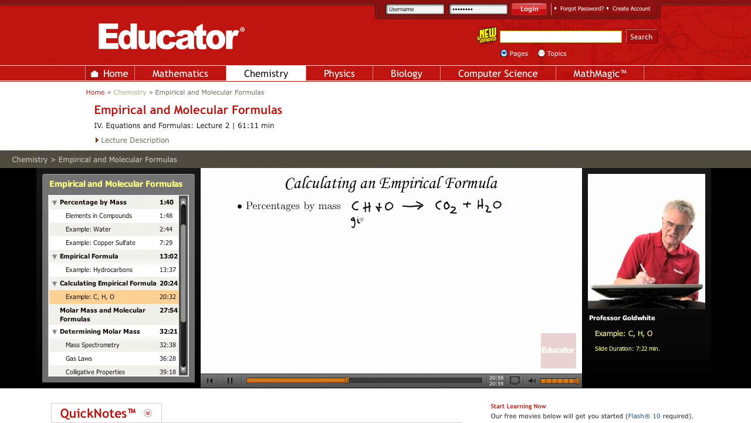From a given mass of our compound, we can determine the masses of product, and from those we can go back and get the percentage of each element.